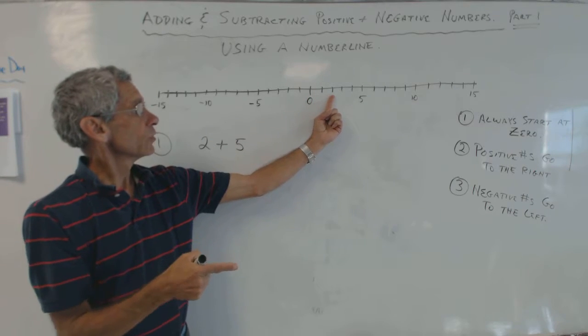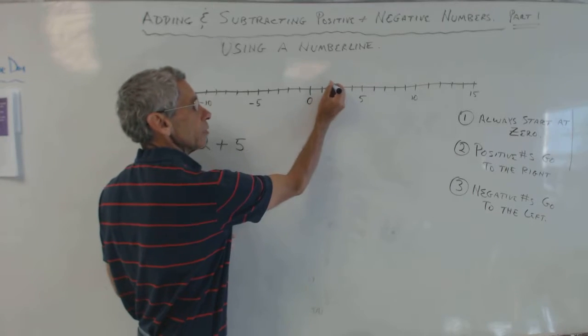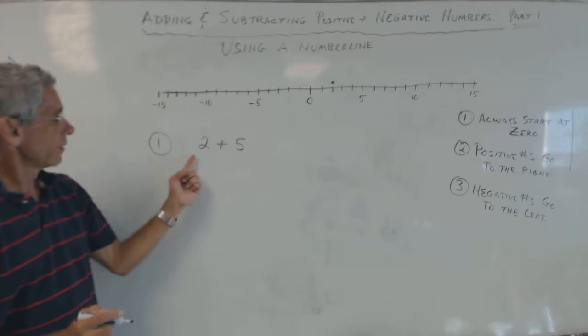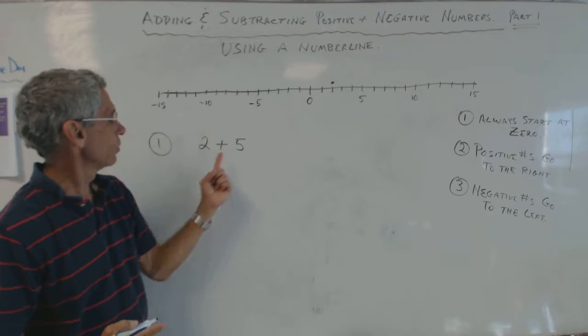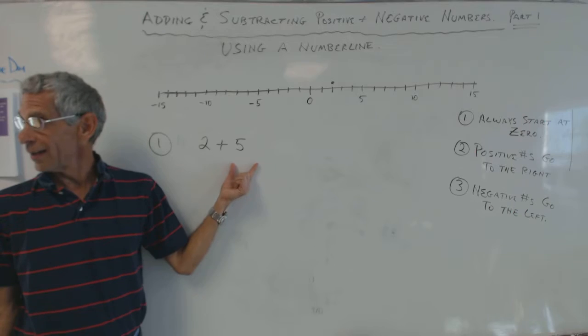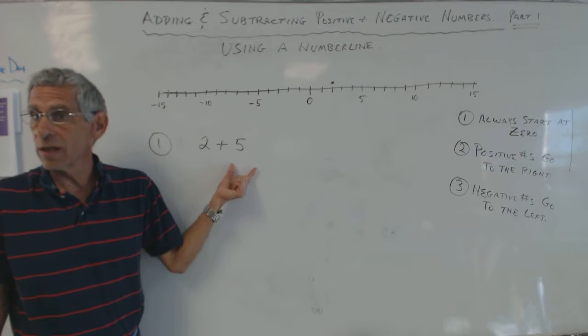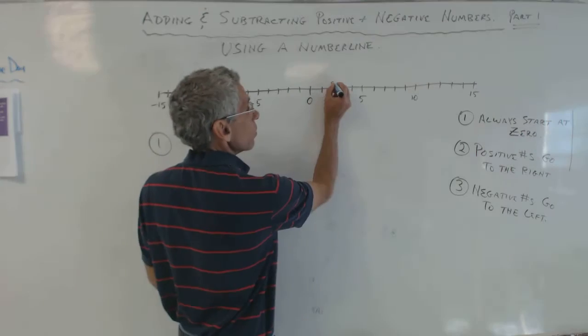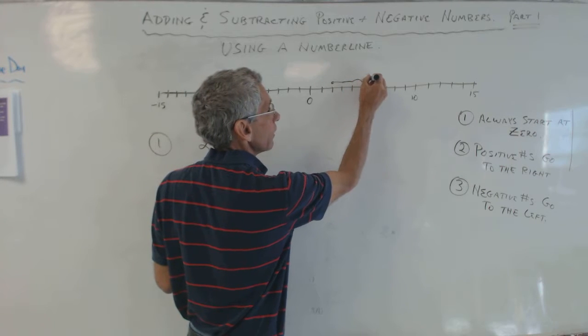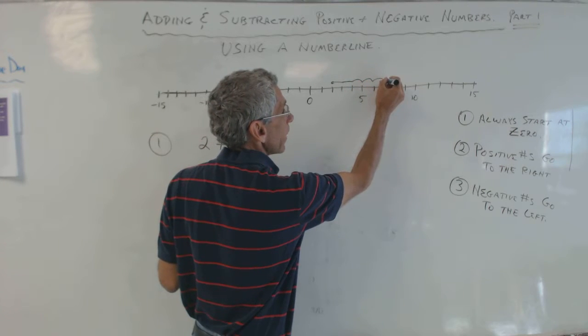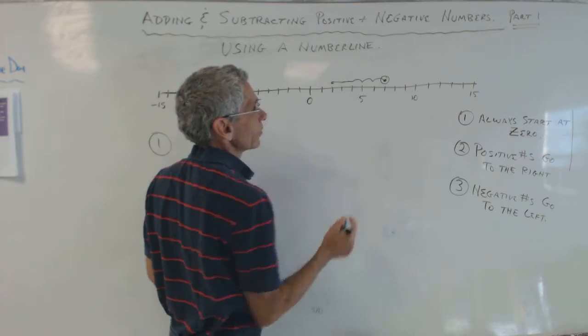So 1, 2. So this is where I'm starting. I'm starting right here. Okay? I started at 0, got to 2, and now I got to go positive 5 more. I've got to go plus 5, right? So I've got to go 1, 2, 3, 4, 5. And I put the dot there. This is my final answer.